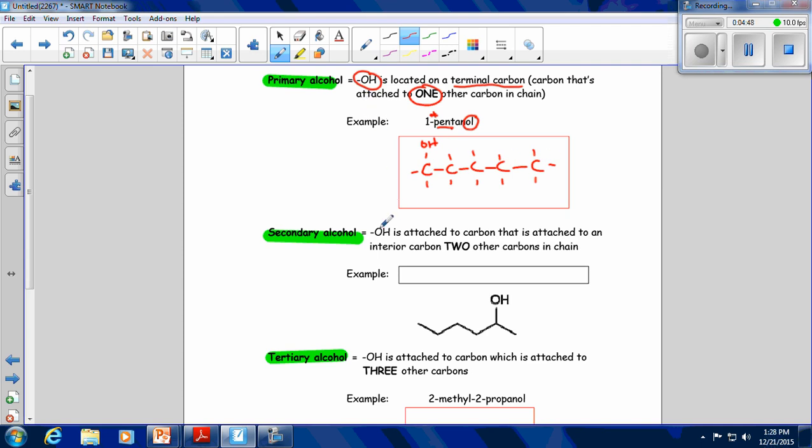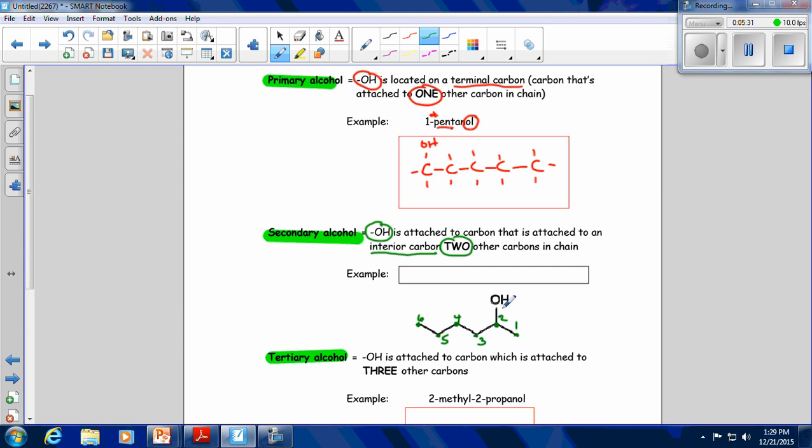Now a secondary alcohol, the OH is going to be attached to a carbon that is attached to an interior, non-terminal carbon. 2 other carbons within the chain. All right, so here's the group that's given to us. Remember, these locations right here represent where a carbon atom is located. We want to make sure we have the lowest number of carbon represented here where our branch is going to be. So we're going to number in this direction here as opposed to the other direction, which would give us a higher location of where the hydroxyl group is going to be found.